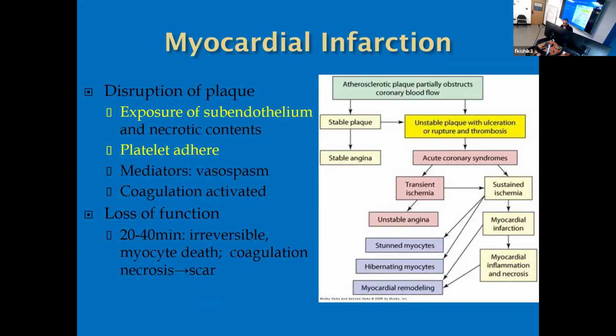So MI is going to be disruption of the plaques. It's going to be exposure to the subendothelium. The basement membrane has been violated, and all those necrotic contents are circulating. So you're in a high inflammatory state. Platelets are going to come and try to clot, fix the rupture from the atherosclerotic rupture, and that leads to more narrowing. It's a self-fulfilling thing. Vasospasm, you have loss of function. So stable plaque leads to stable angina, but eventually once that ruptures, platelets are going to come, plug the hole, but that in turn will lead to reduced flow.